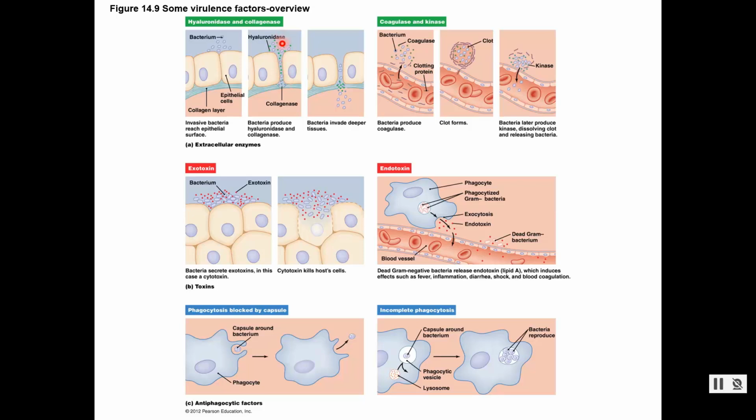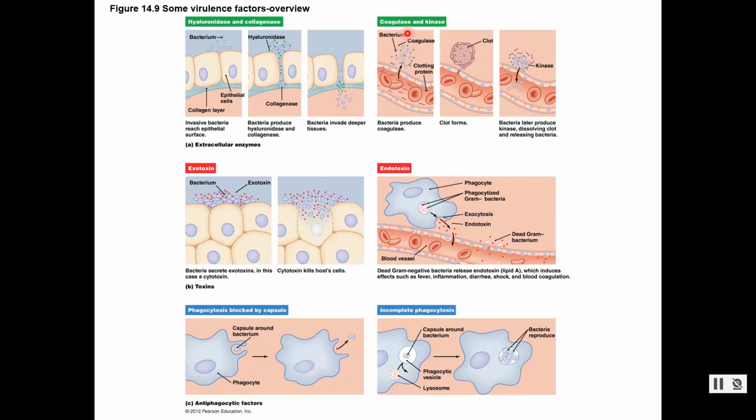Hyaluronidase is an enzyme made by some bacteria that degrades and breaks up this hyaluronic acid. So I have a bacterium out here producing an enzyme called hyaluronidase. It gets secreted outside the bacterium, and then it breaks up the hyaluronic acid, allowing the bacterium to sneak in between these epithelial cells. It also makes another enzyme called collagenase that breaks down the collagen layer. This has allowed the bacterium to get directly past our skin. This is a virulence factor: an enzyme that allows it to invade our cells.